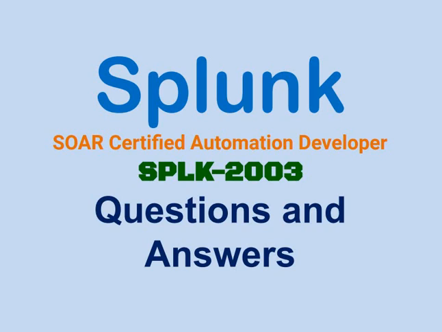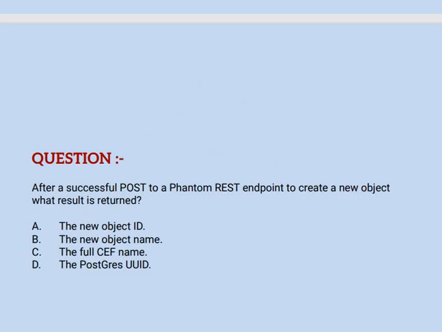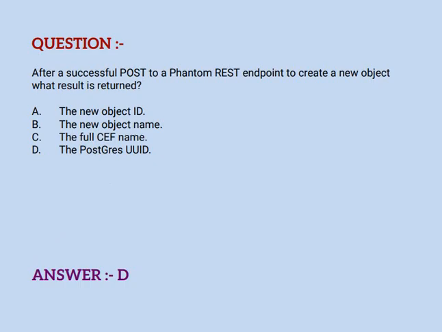Today's question is: after a successful post to a Phantom REST endpoint to create a new object, what result is returned? Option A: the new object ID. Option B: the new object name. Option C: the full CEF name. And option D: the Postgres UUID. The correct answer is option D.